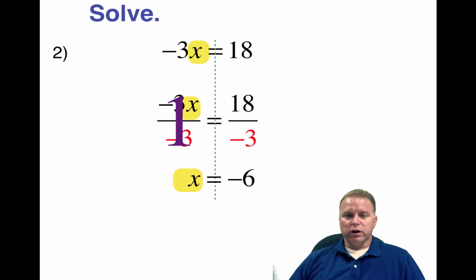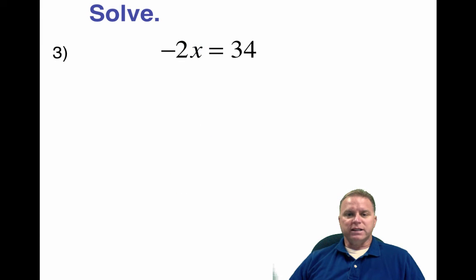You can check your work. -3 times -6, signs are the same. That gives us a positive 18, and we're done. Would you pause the video and please try this problem? Negative 2 times x is equal to 34.